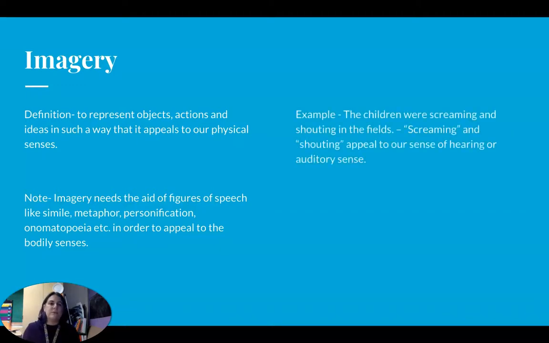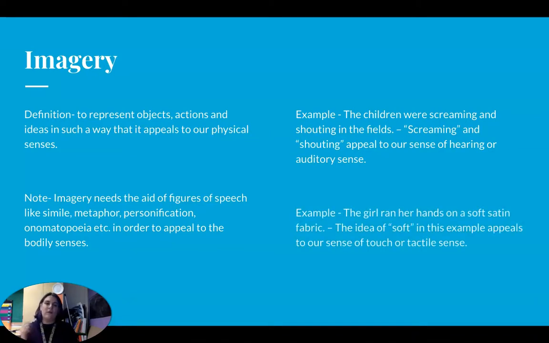We have a few examples. Thinking about children were screaming and shouting. The screaming and shouting help us to think about hearing, so our auditory sense. Those are really important. Oh, smell was the other one I was trying to think of before. So anytime it helps us imagine, picture, and brings us in through the senses, usually it is imagery. Oh yeah, we have another example here. The girl ran her hands on soft satin fabric. The soft is touch, so we can imagine the feeling here.